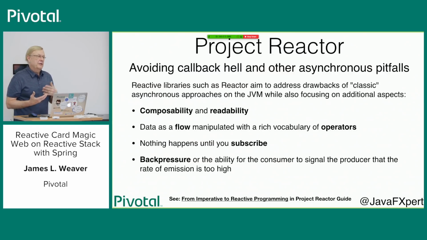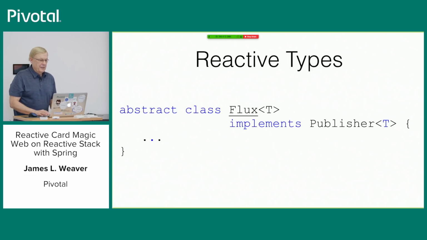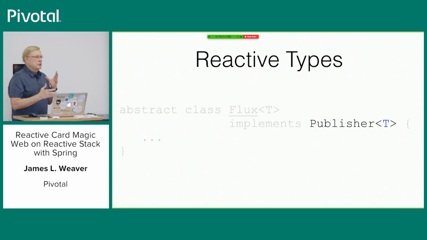And then, of course, in Project Reactor, as with any reactive library, it needs to be able to apply back pressure in case you're receiving too much data. There needs to be a high level of abstraction over asynchronous programming, so we don't have to worry about the asynchronous stuff, but it also has to deliver high value. And it's concurrency agnostic, so as developers of reactive programs, we don't want to have to worry about the concurrency model underneath. So there's Publisher, one of the interfaces. With Project Reactor, there are actually two types that implement Publisher. One is called Flux. Flux implements Publisher, and Flux is a publisher that has multiple elements in a stream.